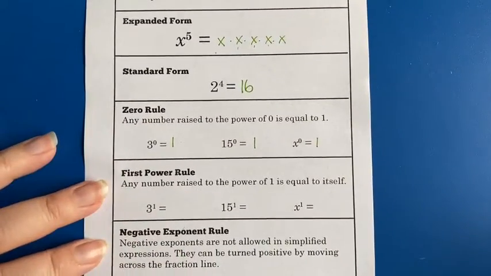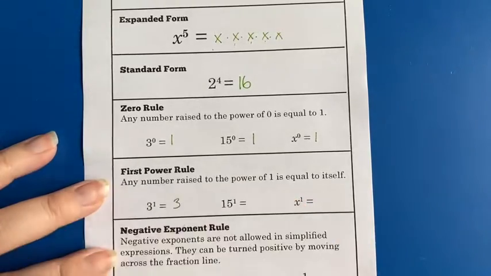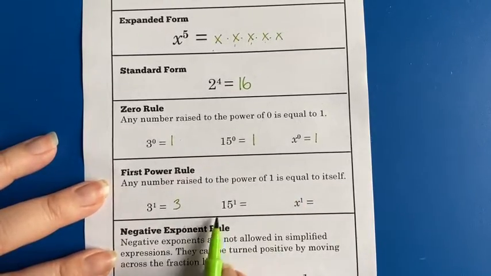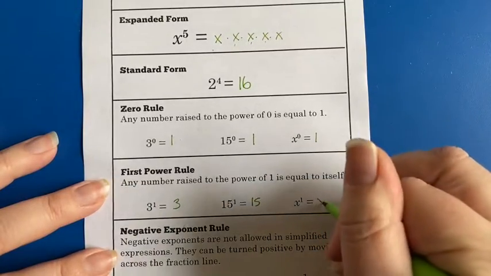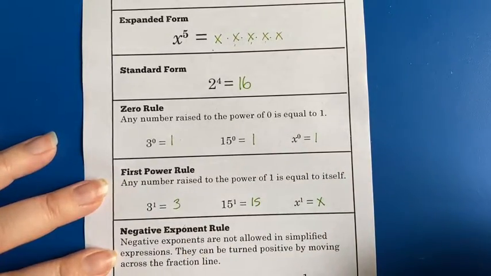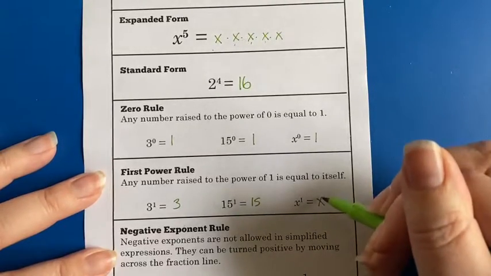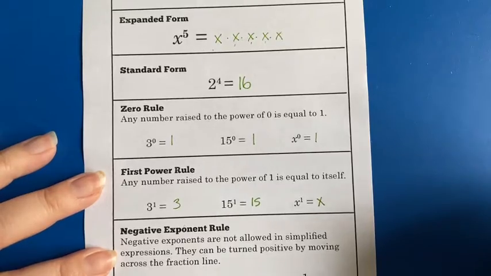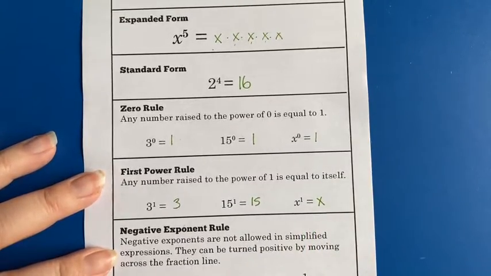And the first power rule. Any number raised to the power of 1 is just itself. So 3 to the power of 1, it's basically saying, hey, take 3 this one time. Okay, there's 3 one time. 15 to the power of 1, that's just 15. X to the power of 1, that's just x. And that's why in other videos you'll hear me say, oh, you have this x by itself. Well, remember, there's really an invisible 1 hanging out there next to it. That's why, because anything to the power of 1 is just itself.